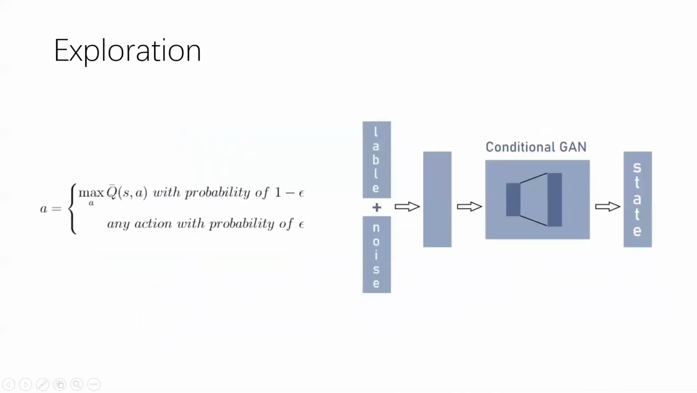So here is the exploration. The epsilon-greedy algorithm is applied to the sample agent, and epsilon controls the exploration level. This is a widely used exploration approach in Q-learning. Another exploration approach is conducted by a conditional GAN.